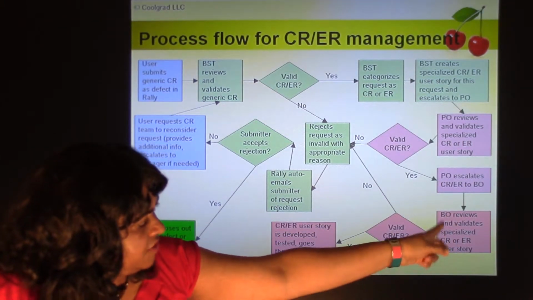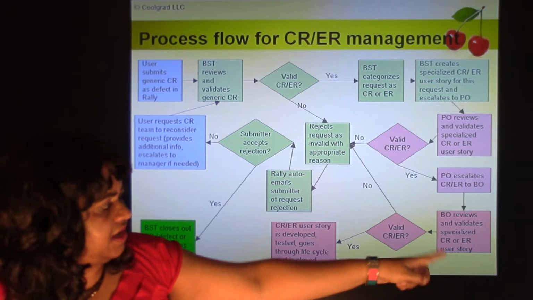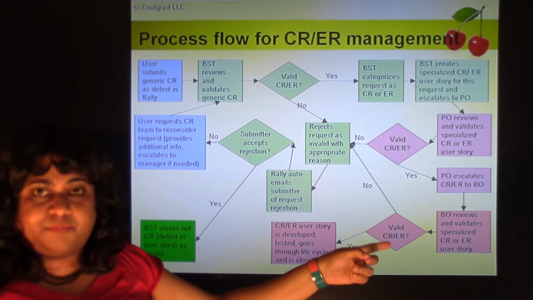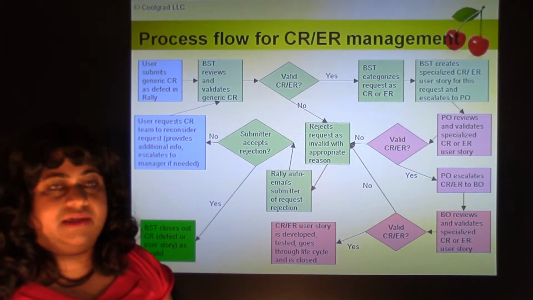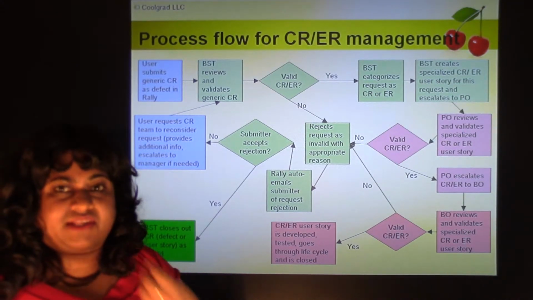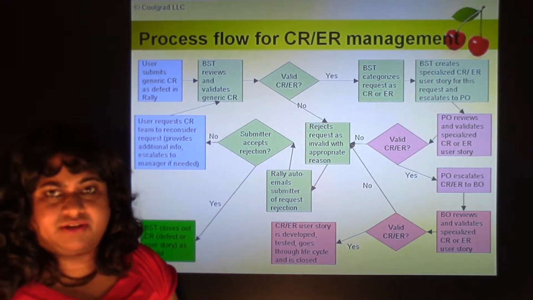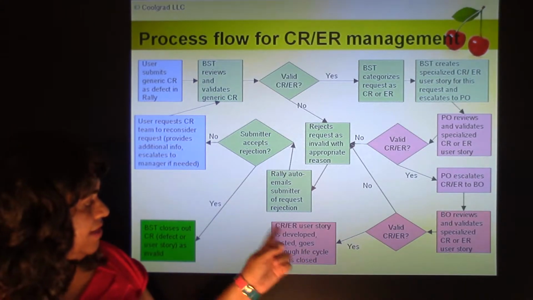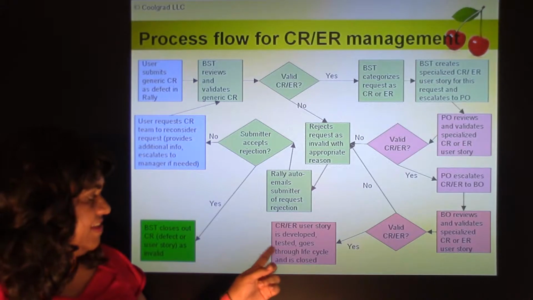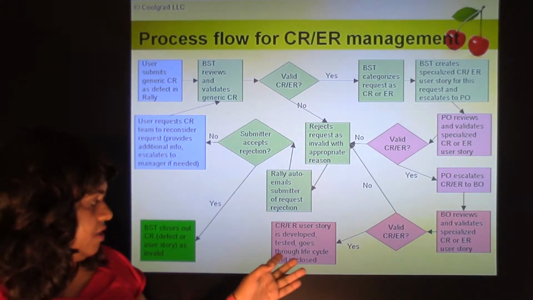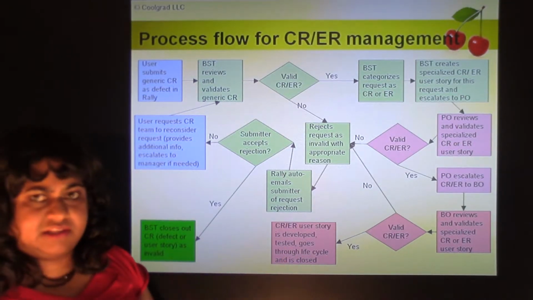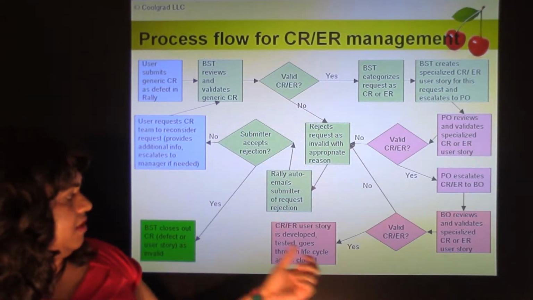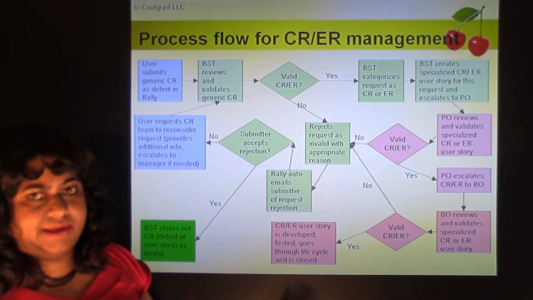So then the BO reviews and validates the specialized CR/ER story. BO says, hey, I also think it's valid, we should get this done. And he approves the budget. Mainly the difference is he approves and sanctions and gives them the budget and the resources and the timeline to do this. And then if it's valid, then the CR/ER user story is developed, tested, and it goes through the life cycle and then it's closed. So this is the happy path.